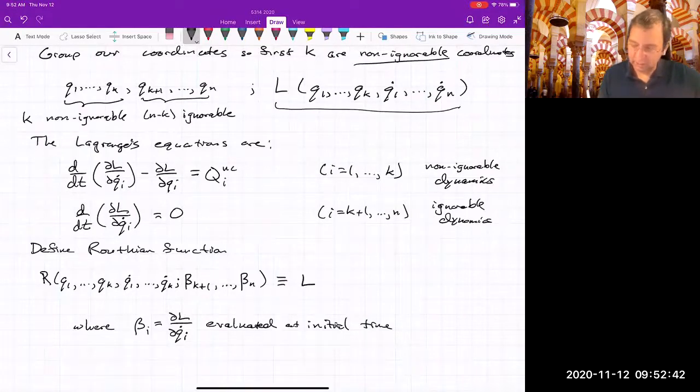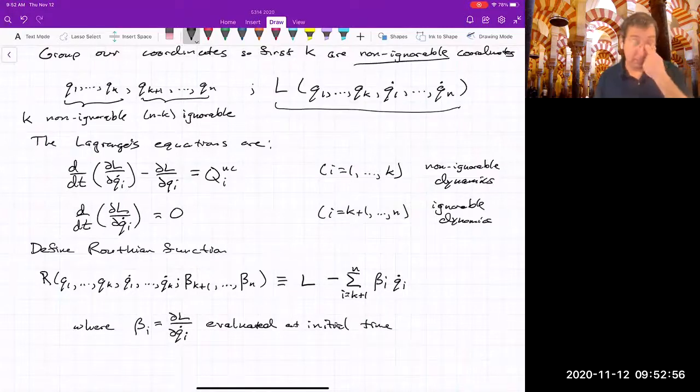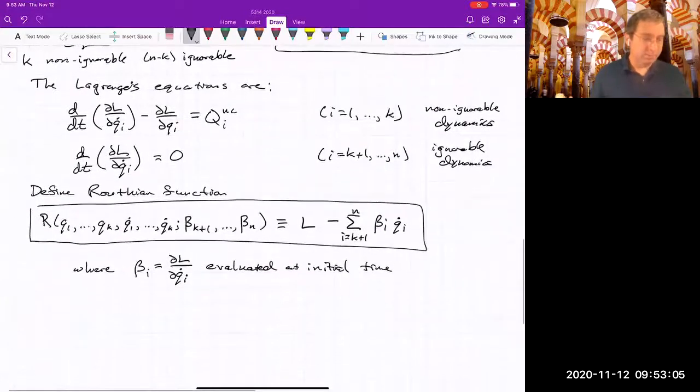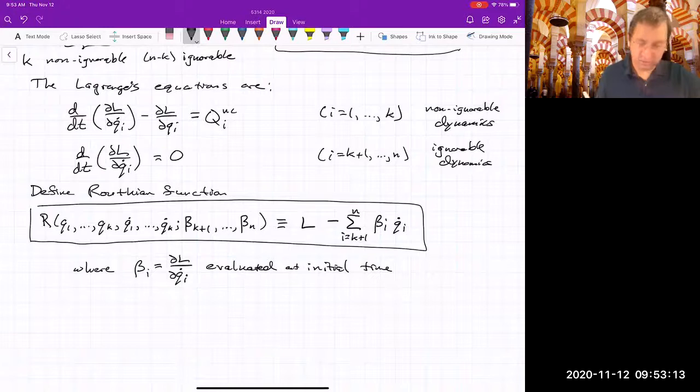What does it look like? It looks like the Lagrangian, and then you subtract off a summation, I goes from k plus 1 to n, beta I q I dot. So we're subtracting off things that are related only to the ignorable coordinates. So these betas, we've got this set of n minus k betas that depend on initial conditions. This index here for the betas goes just from k plus 1 to n. We've got n minus k of those.